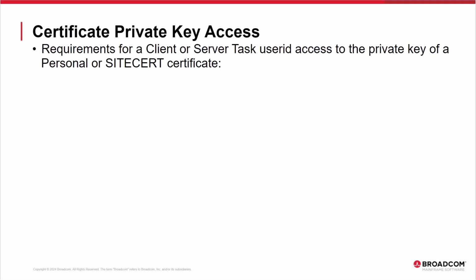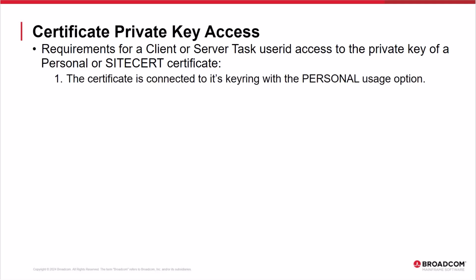Next, we will cover the requirements and resource checks for access to the private key of a personal or site certificate. In order for a certificate's private key to be accessed, the certificate must be connected to the key ring with a usage of personal. One of the following preconditions must be met. First, if the user ID of the task that is accessing the certificate is the owner of the certificate, then access to the private key will be allowed.